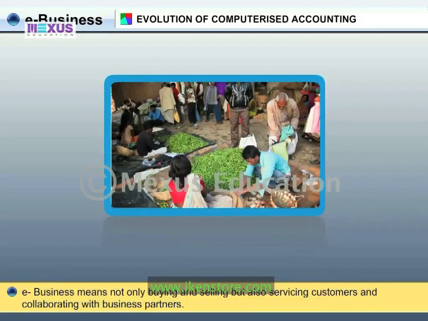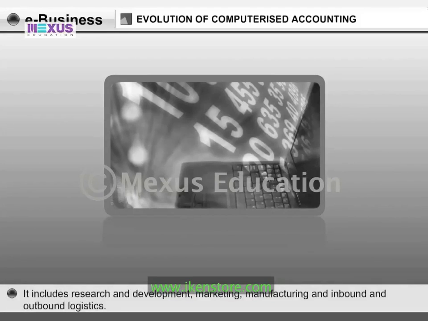E-business means not only buying and selling, but also servicing customers and collaborating with business partners. It includes research and development, marketing, manufacturing, and inbound and outbound logistics. E-business implies the transformation of existing business processes to make them more efficient.